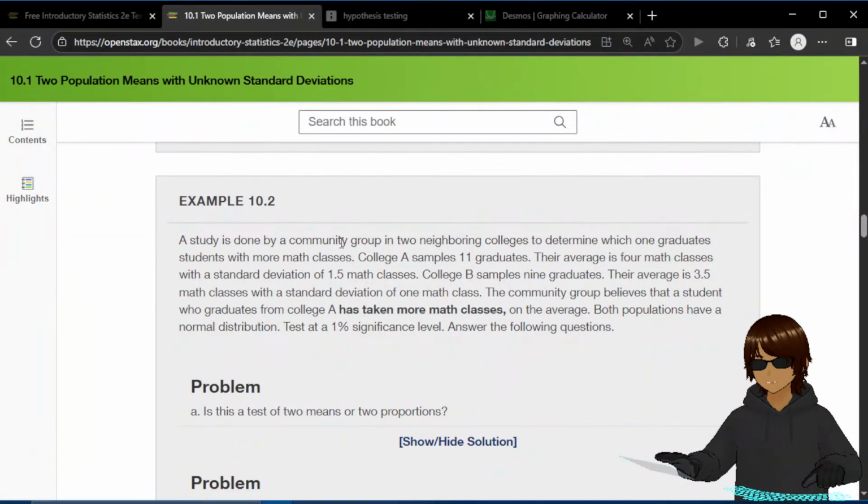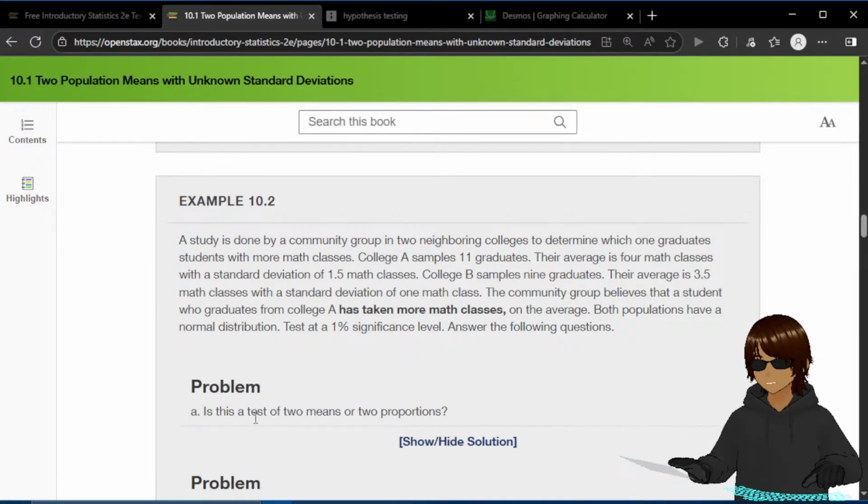A study is done by a community group and two neighboring colleges to determine which one graduates students with more math classes. College A samples 11 graduates. Their average is 4 math classes with a standard deviation of 1.5 math classes. College B samples 9 graduates. Their average is 3.5 math classes with a standard deviation of 1 math class. The community group believes that a student who graduates from college A has taken more math classes on the average. Both populations have a normal distribution. Test at a 1% significance level.